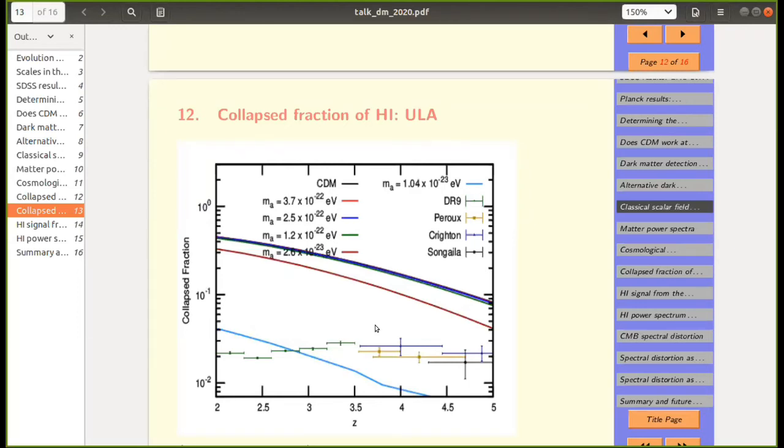So here is a plot of collapse fraction for different models as a function of redshift. You may ask, how do we compute this collapse fraction? Collapse fraction is not an easy thing to compute. Everything is collapsing, dark matter is collapsing, stars are forming, other kinds of structures are forming. We cannot compute collapse fraction for most of these things observationally, but we can compute it for neutral hydrogen based on the damped Lyman alpha survey.